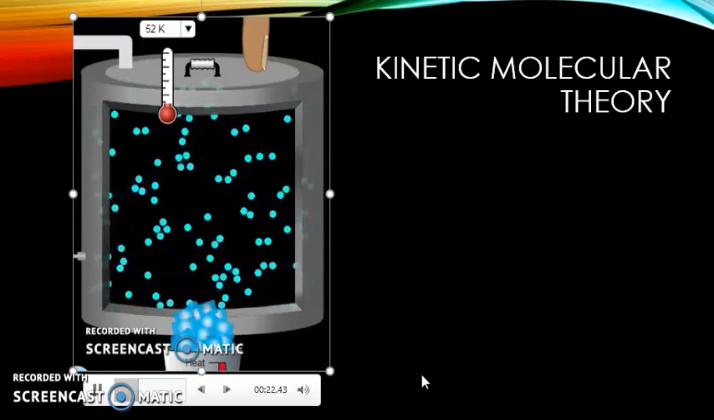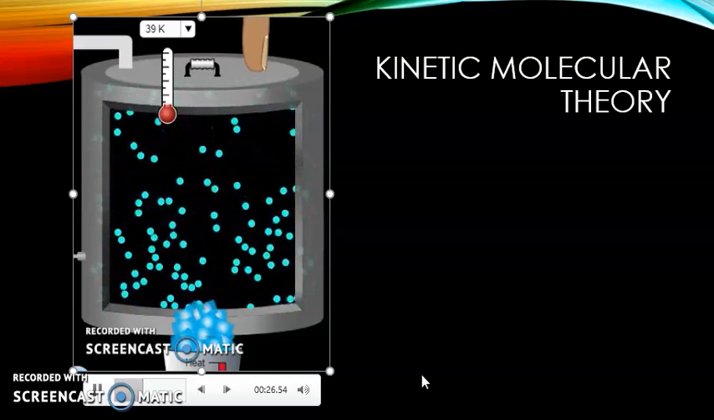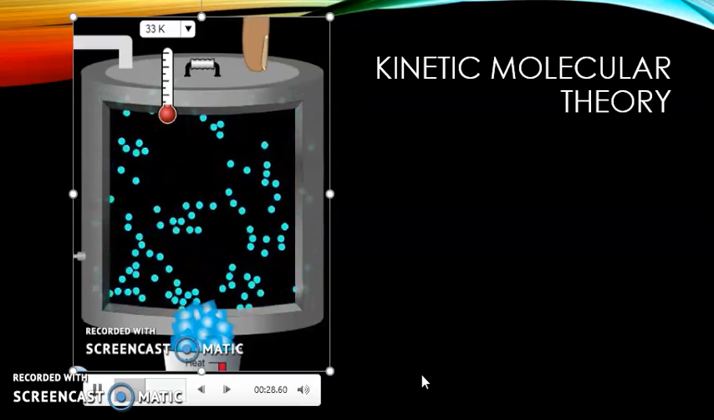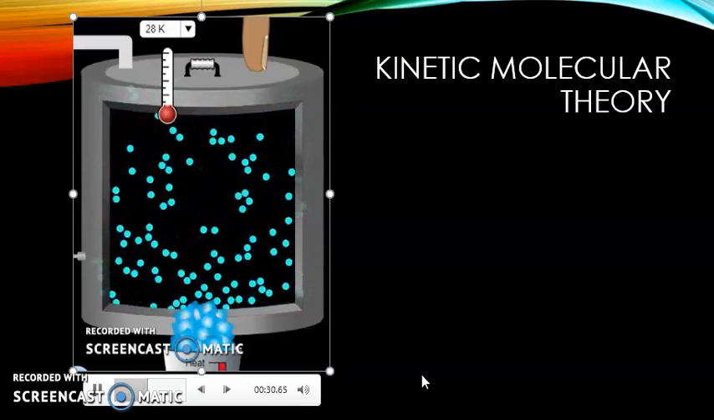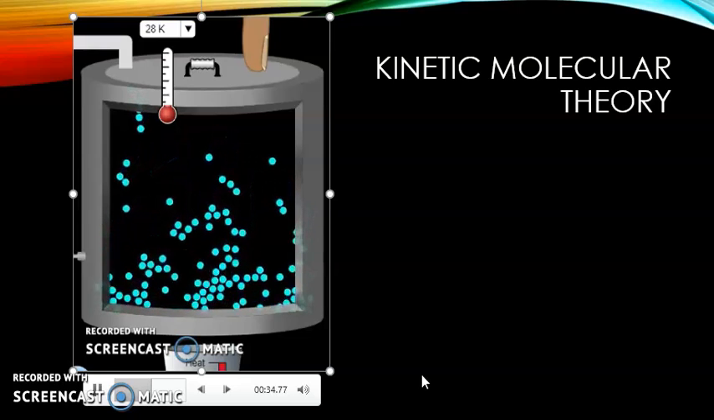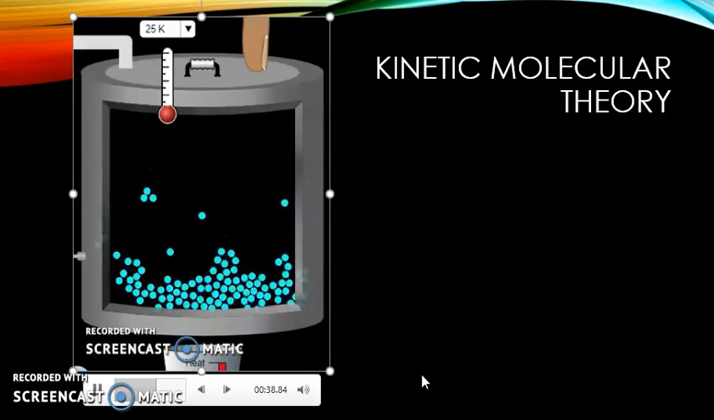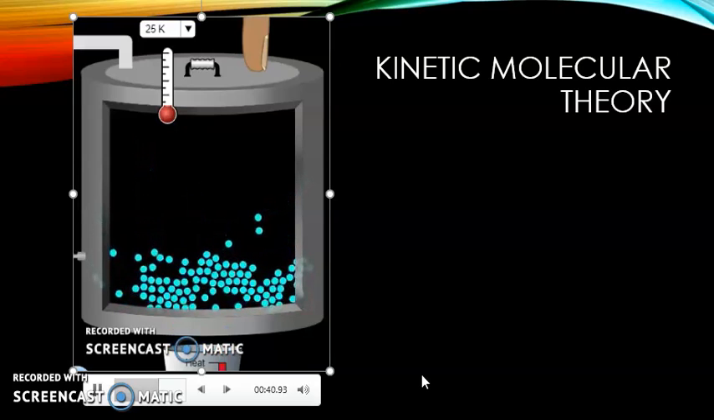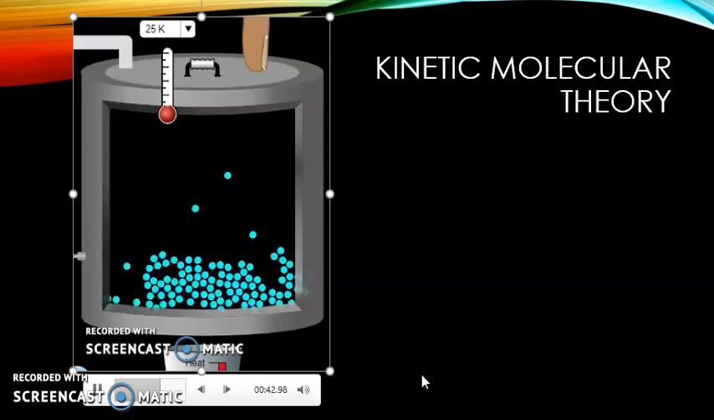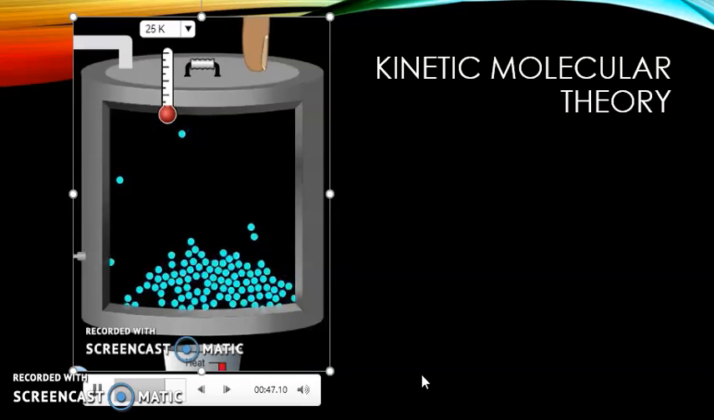Notice that at some point here, as they're slowing down, the gas particles are able to stick around each other a little bit more. Ordinarily, their super fast movement is enough to overcome intermolecular forces. But if they slow down too much, those intermolecular forces bring them together. This is no longer a gas. This is what I would call a liquid.